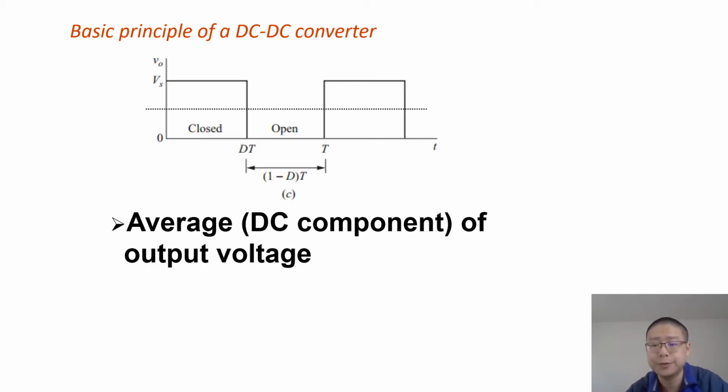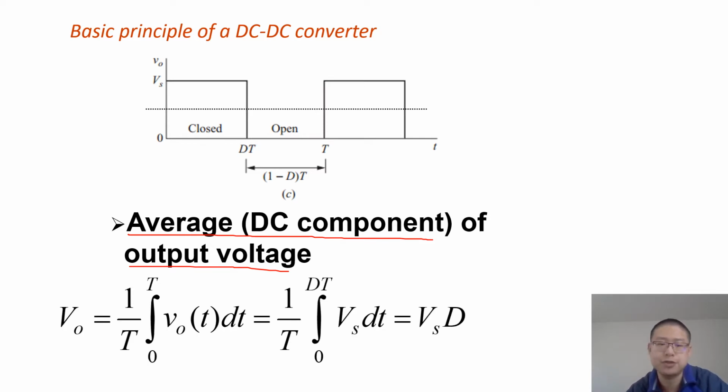So we obtain the waveform of the output voltage. It is a square wave. But what we care about is its average value, the average of the output voltage. So from the definition of average value, we can easily obtain the equation to calculate average value. That is by doing the integration in one period and taking the average.